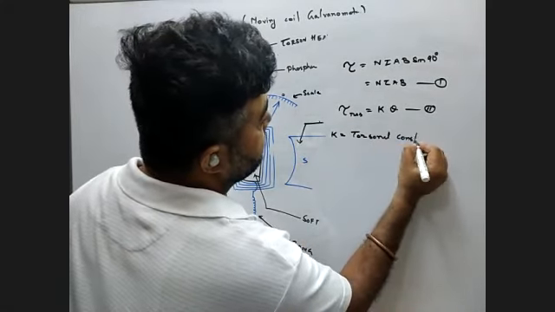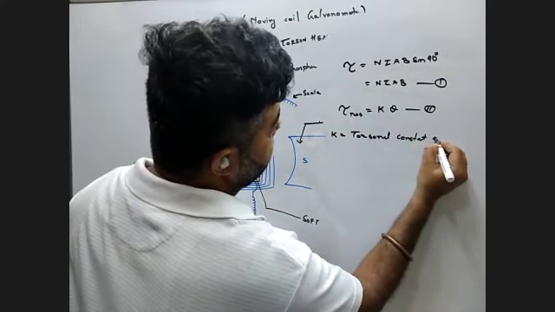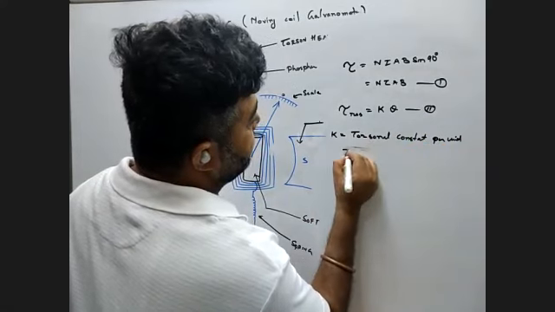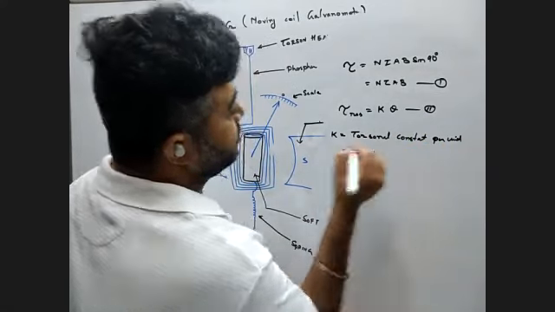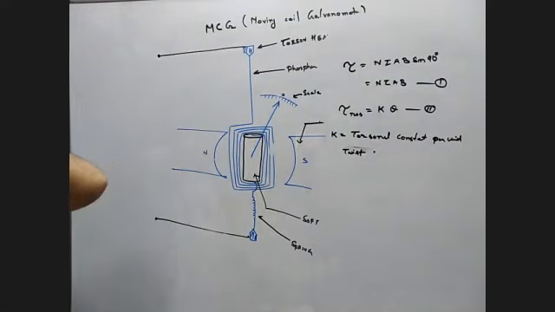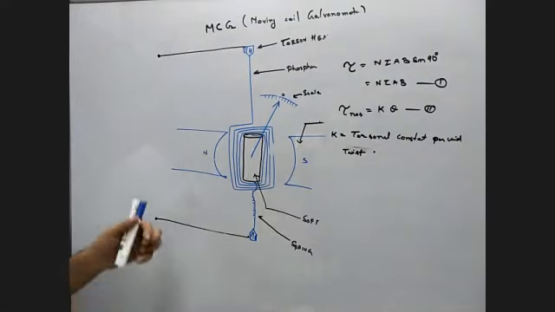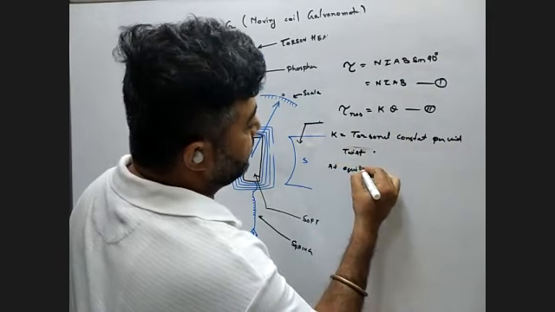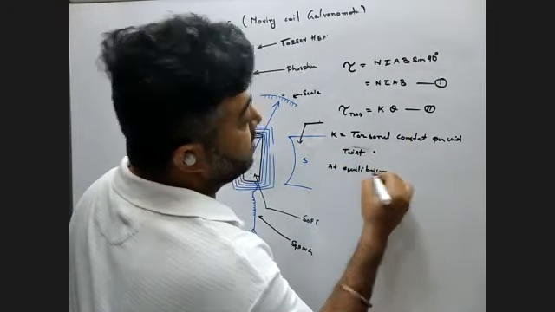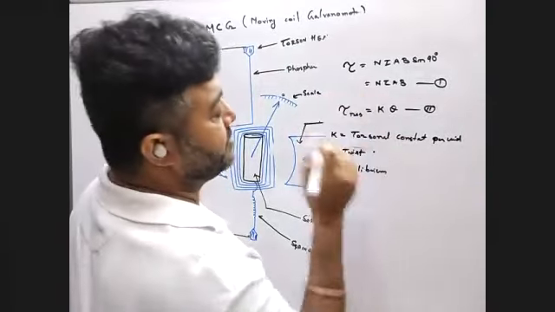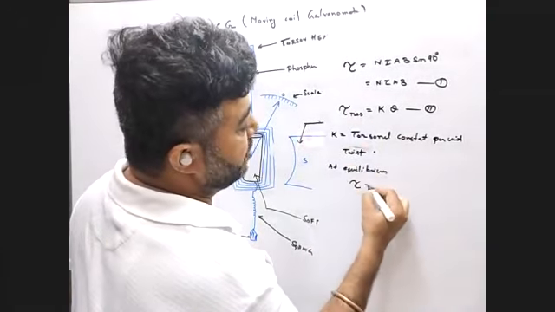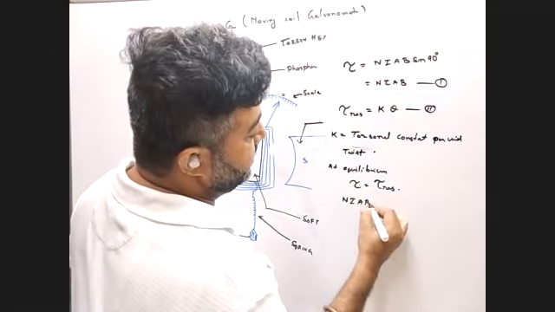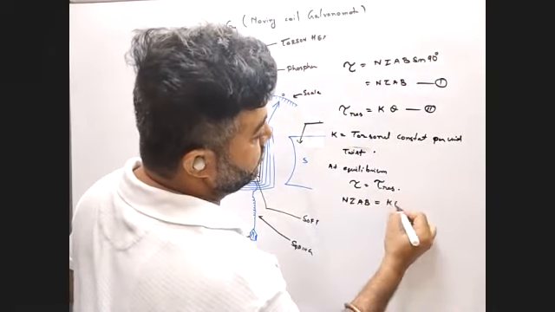Torsional constant per unit twist. So at equilibrium, equilibrium means the torque and the restoring torque balance each other. Torque equals restoring torque: NIAB equals K theta.